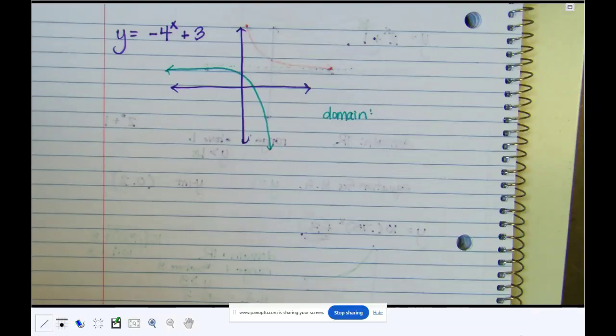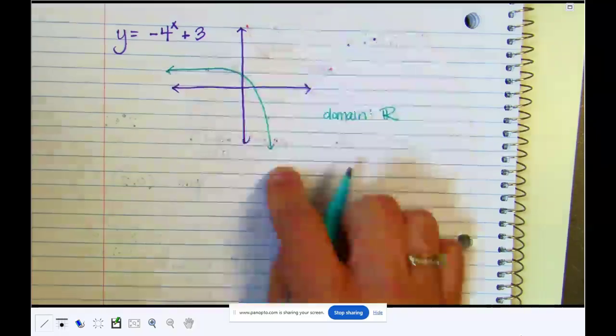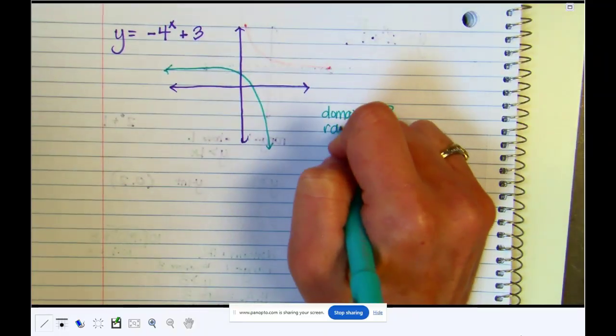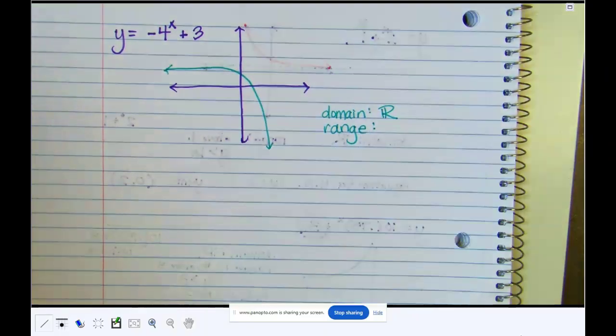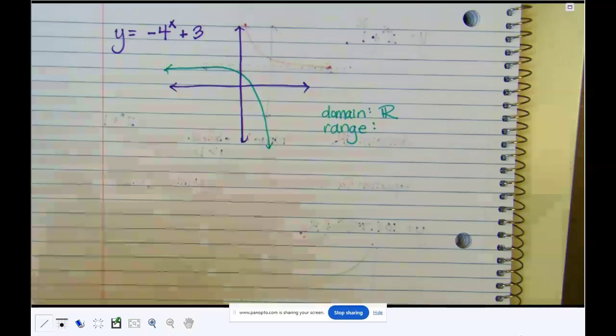Okay, what's our domain? Right, because that is always true no matter what the shape of the exponential graph is. Okay, now, being a little bit tricky here. Okay, only a little bit tricky. Liam, what do you think? You want me to answer the range? Yeah. Y equals 3. It's above. Well, it's not equals. Y is less than. Y is below 3, right?